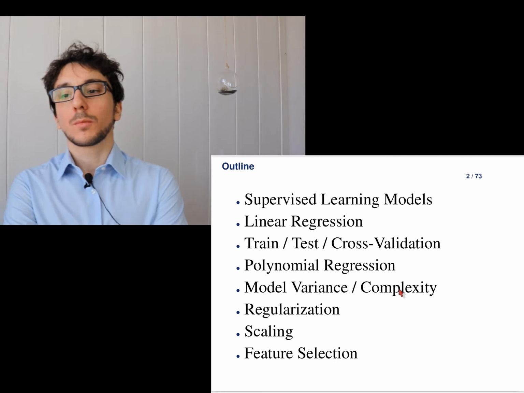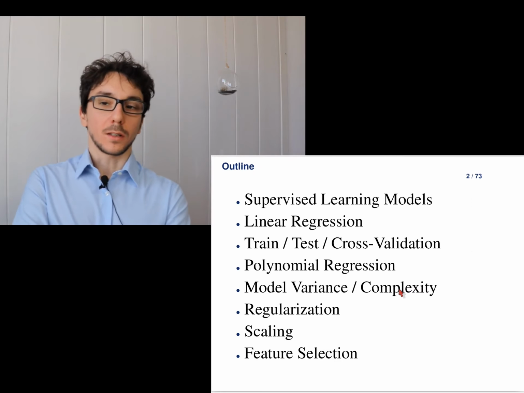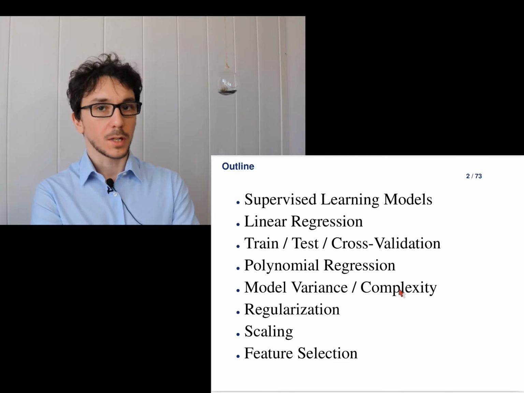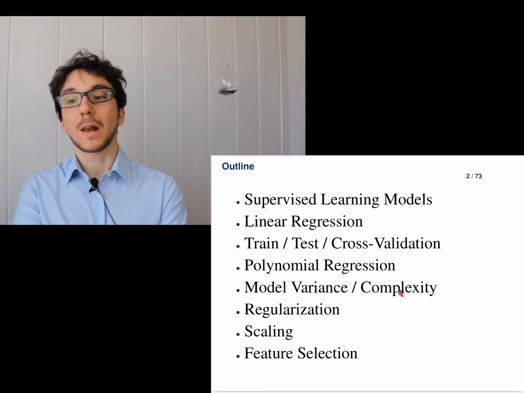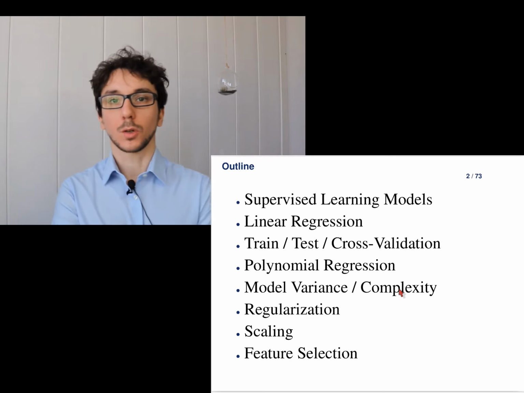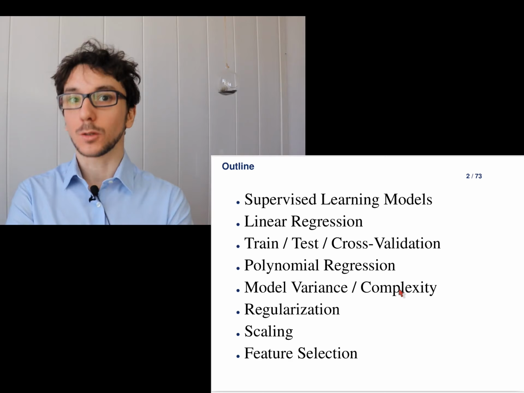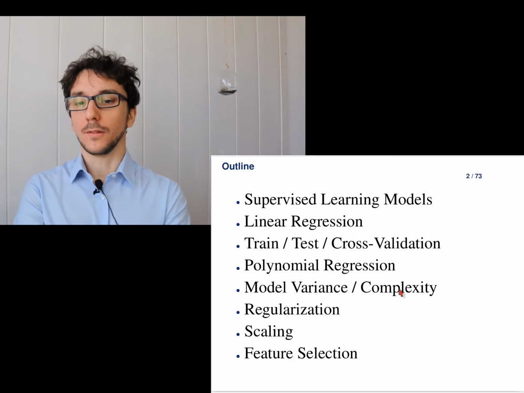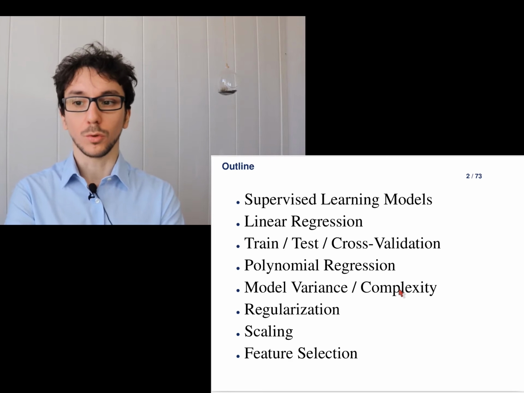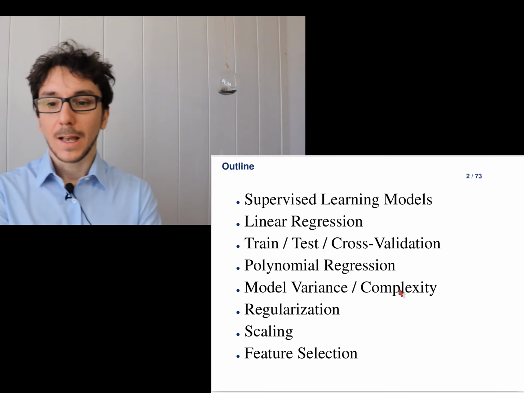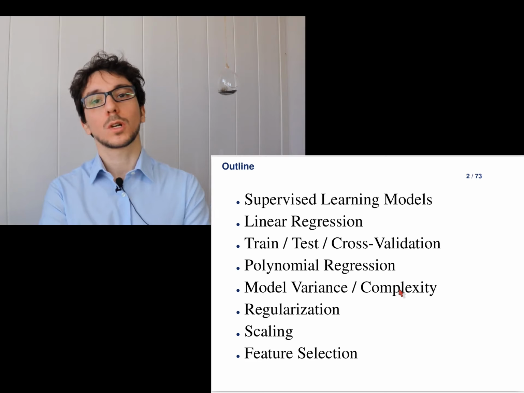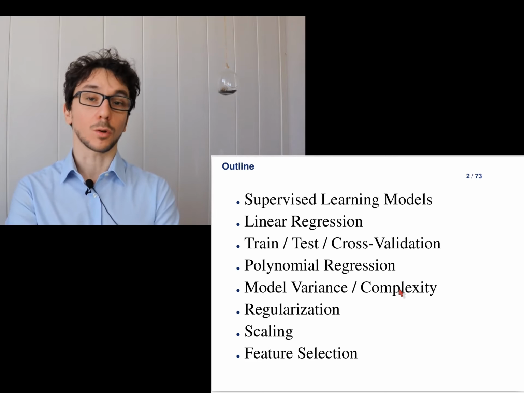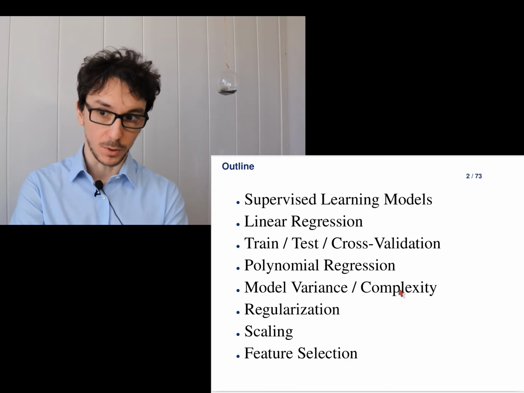I will start by giving some generality on supervised learning models. Then I will define mathematically what a linear regression is, and we will play with this model. We will see how to train it and then to validate it. We will extend it going to polynomial regression, and then we will examine one of the fundamental trade-offs in machine learning, that is model variance or complexity versus parsimony.